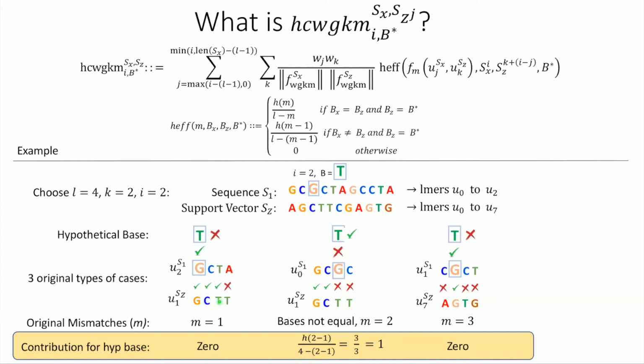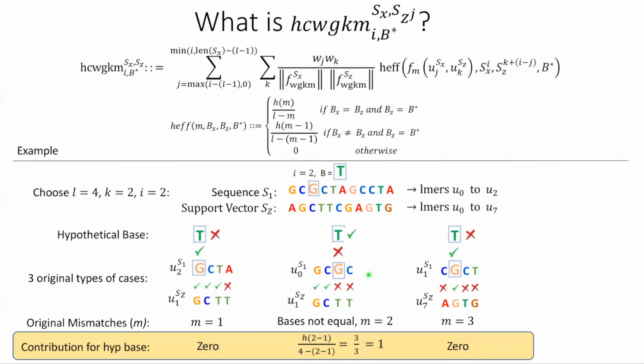So in this first case, the original number of mismatches was M equals 1, and the pair of kmers, U2 from S1 and U1 from SZ, did have a contribution to the position of interest for the actual base G. But since now there is a T instead of a G, there is a mismatch, and even though there is a contribution from this pair of kmers, it cannot be attributed to the T. So the hypothetical contribution here is 0.